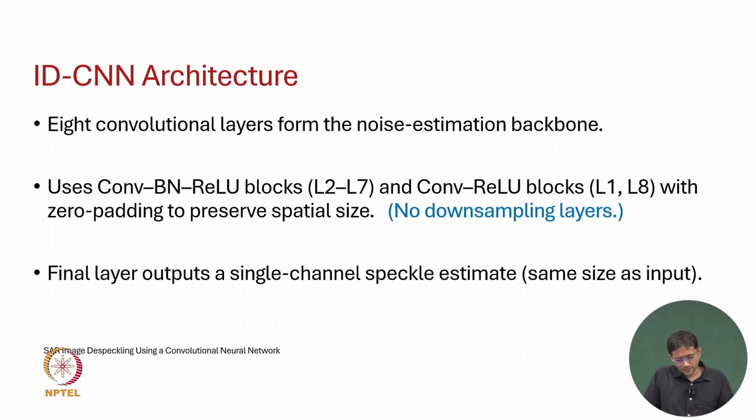You would recall from our discussion on semantic segmentation how it works. In the case of semantic segmentation, we use downsampling, which means later we also need upsampling layers, right? So in this particular IDCNN, we are entirely skipping that. We are not using any downsampling layers. The final layer outputs a single channel speckle estimate, okay? And this has the same spatial size as the input itself.